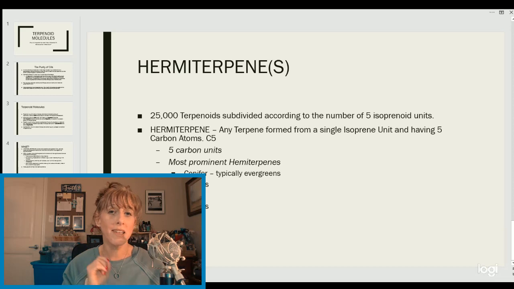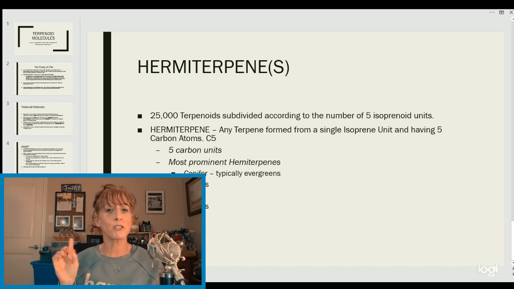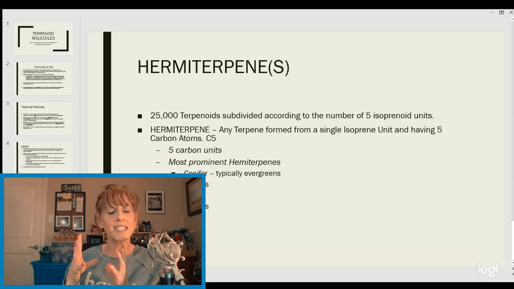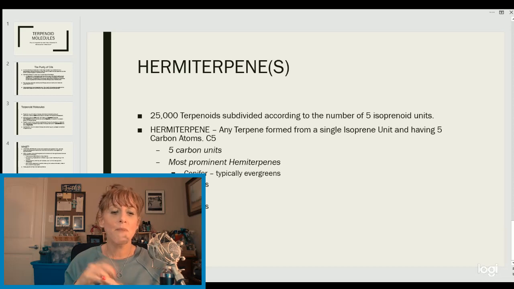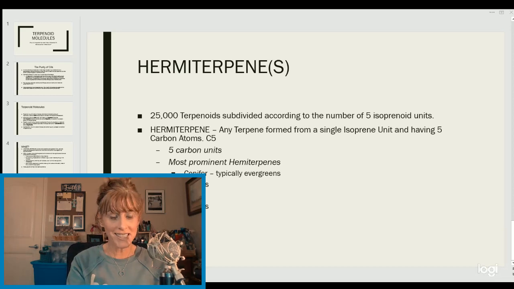The most prominent sources of hemiterpenes are conifers, which are evergreen trees, and poplars, which are a softer wood tree. They use poplar wood in a lot of furniture building. It's the wood that you really don't see, like what they build the frame on. Also oaks, willows, and herbs. That's where most hemiterpenes are found. So that is that. I hope that helps. Next, we're going to go over monoterpenes.